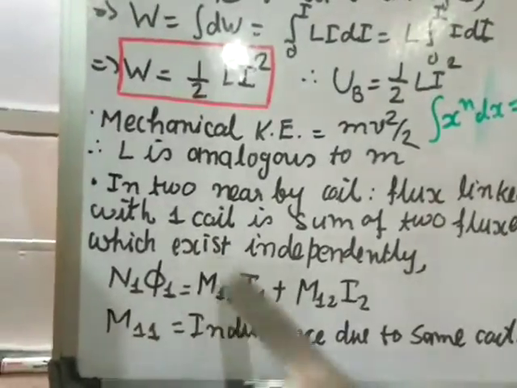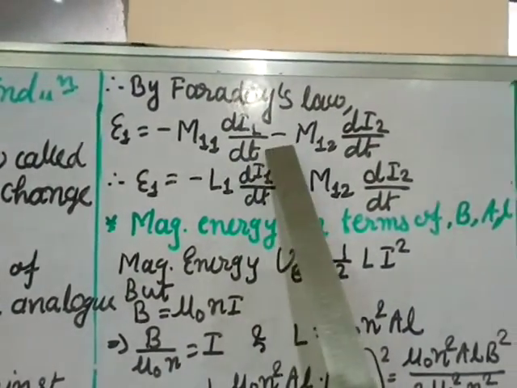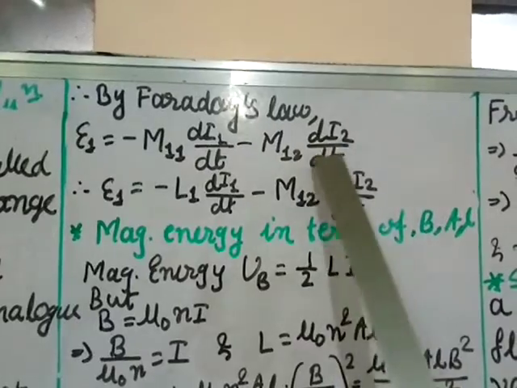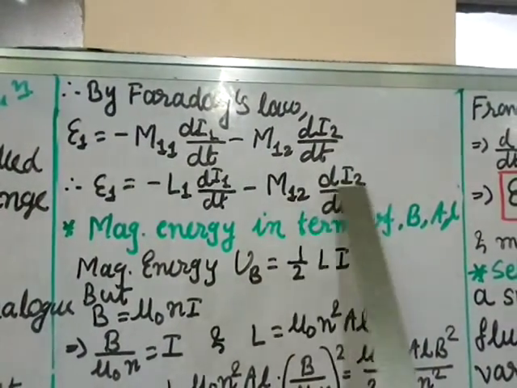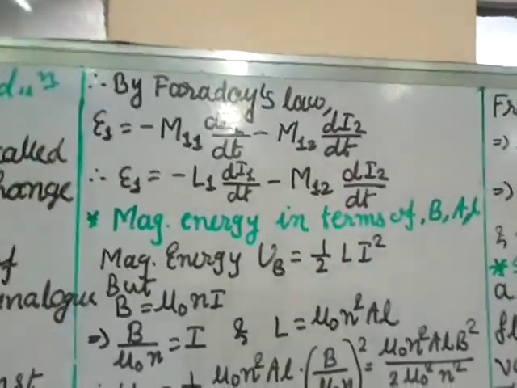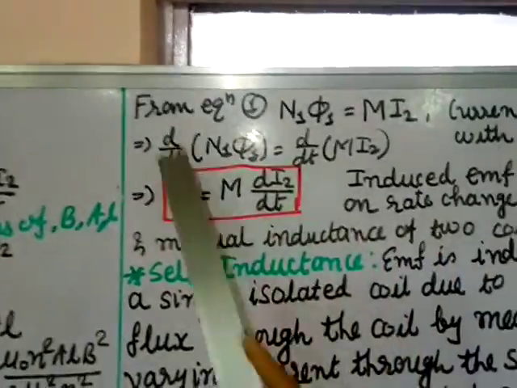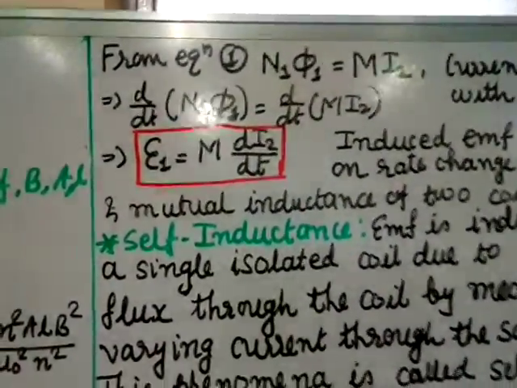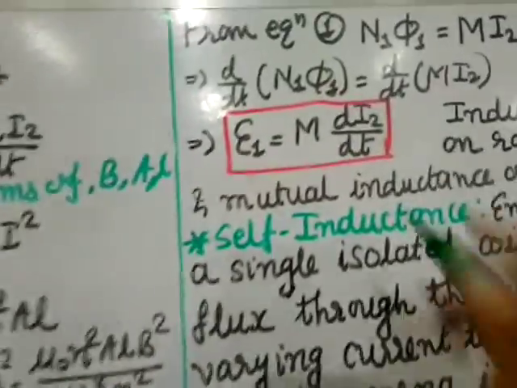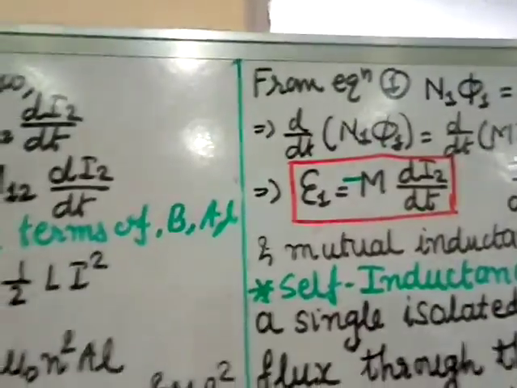So this will be replaced by L1, and by Faraday's law, E1 is equal to minus L1 di1 by dt minus M12 di2 by dt. Now here I want to make a correction from the last class. In the last class we had done E1, and in that we had written E1 is equal to M di2 by dt, but it should be negative. So please correct it and write it as negative. I missed out the negative sign.